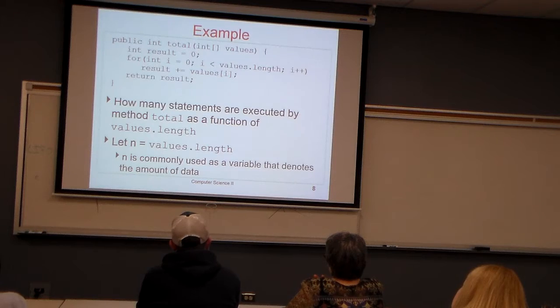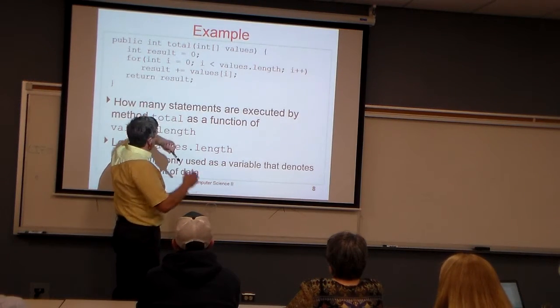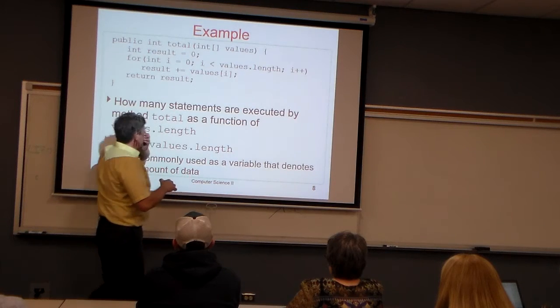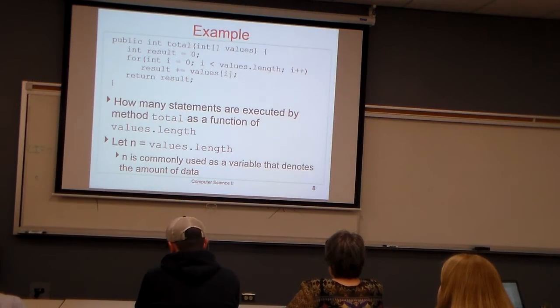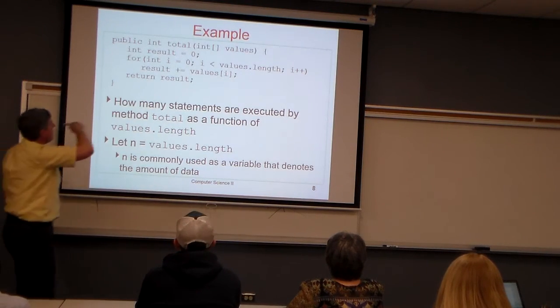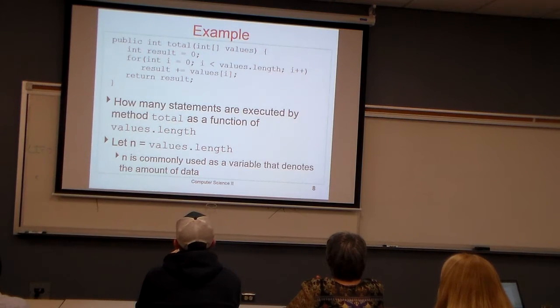And again, we're just looking at the variable value. We're going to figure out what the result is at the end of this. So Joey, what is the value of result going to be at the end of this? I think it would be values.length.